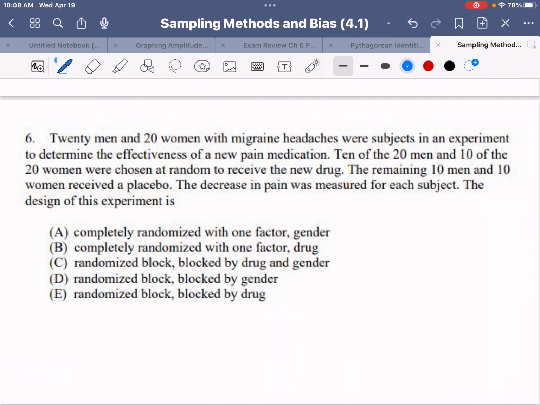20 men and 20 women with migraine headaches were subjects in an experiment to determine the effectiveness of a new pain medication. 10 of the 20 men and 10 of the 20 women were chosen at random to receive the new drug. The remaining 10 men and 10 women received a placebo. The decrease in pain was measured for each subject. The design of this experiment is, well, we'll get into this one in the next lesson as well. Sorry it's in here. But this is a randomized block design by gender only. Drug is not a block. Drug is a treatment. Anyway, my apologies. We'll get into that one later.